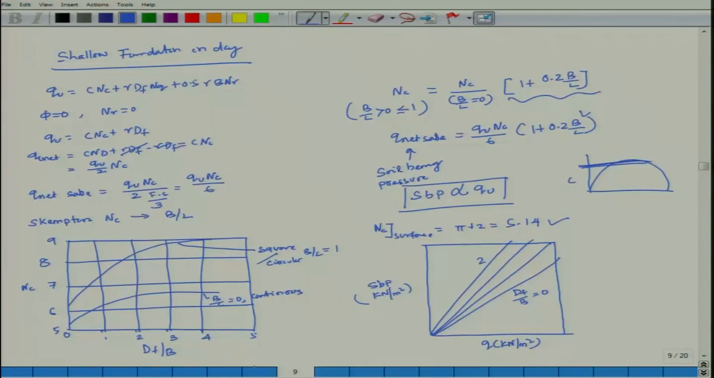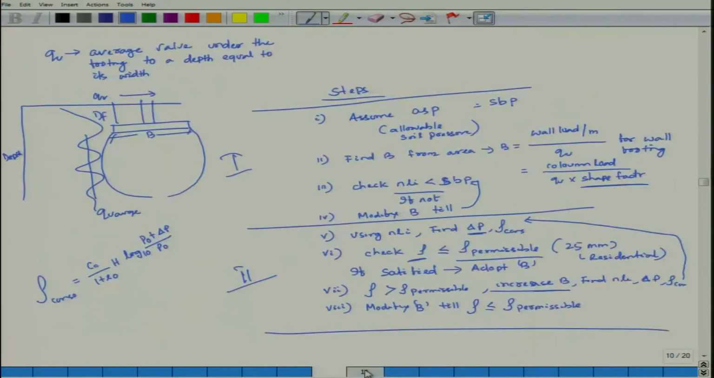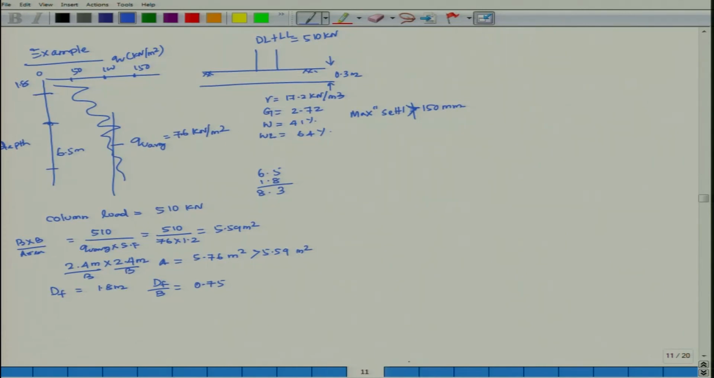Now come to this chart, you also have to calculate NC. Skempton has given this chart, you can keep it for your examinations. So taking dF by B equal to 0.75, NC is equal to 6.2. Now find out what the QU safe is.